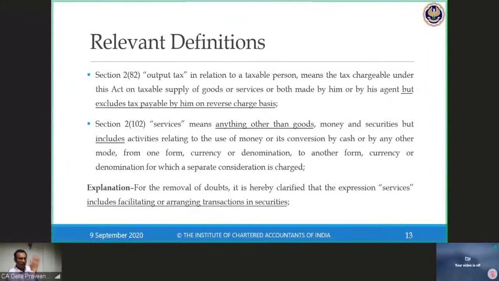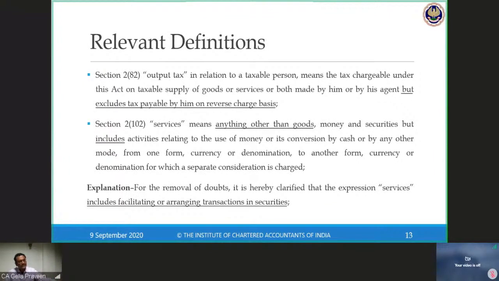So when I have to pay my output tax, I have a choice. I can pay using input tax or using my electronic cash ledger. Reverse charge mechanism: can I use my input tax? Answer is no, because it is not an output tax. I have to pay using my electronic cash ledger. The next definition is called services.